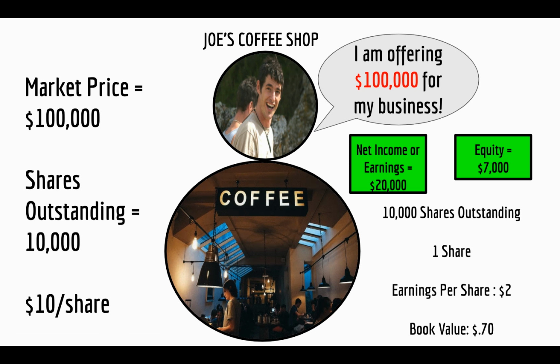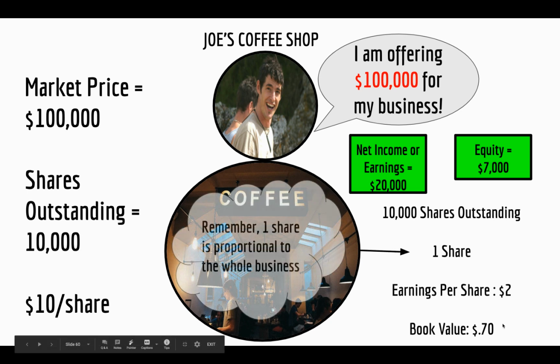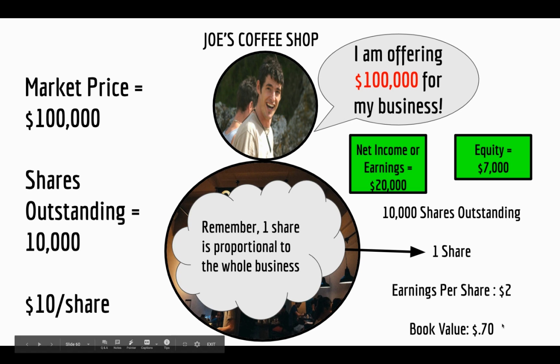Now, if you think about it, Joe is asking for $10 per share, but the company on the books is only worth 70 cents. So going back to that concept, that idea of the margin of safety, how would we feel about a gap in the value of the company on the books versus what we actually paid for in the market? Okay? So again, remember, one share is proportional to the whole business.